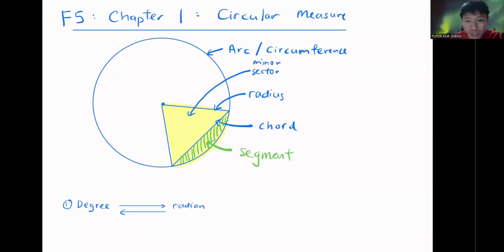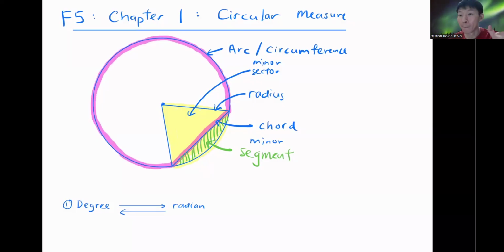For the segment, you have similar names also. The small piece here, the crust of your pizza, I call a minor segment, the small one. We have the major one also, which looks like this, very big. This whole part is called the major segment. So you should know the names of the parts of the circle already. This is not a big issue for you. The first part, about the names, is done.